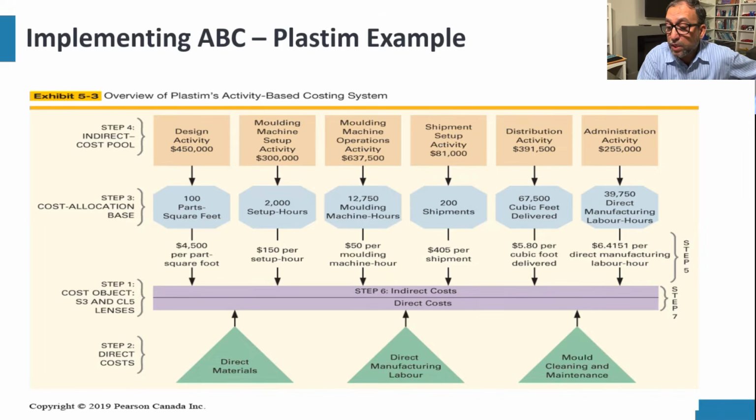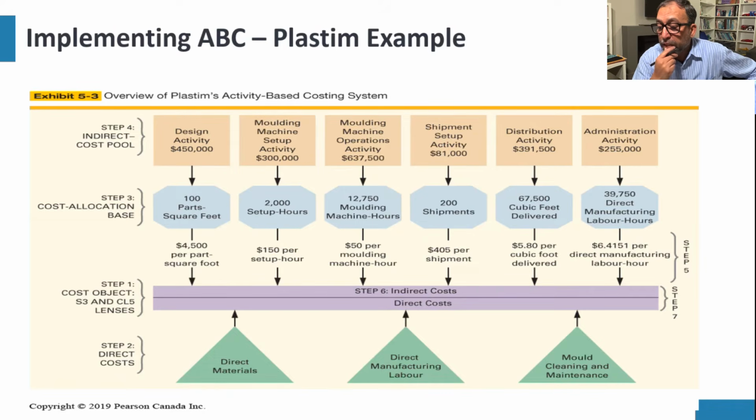One is design activity. And this design activity is 100 parts square feet. So that's the charge. The driver for this is 100 parts square feet. The cost for each 100 parts square feet is 4,500 per part square feet.